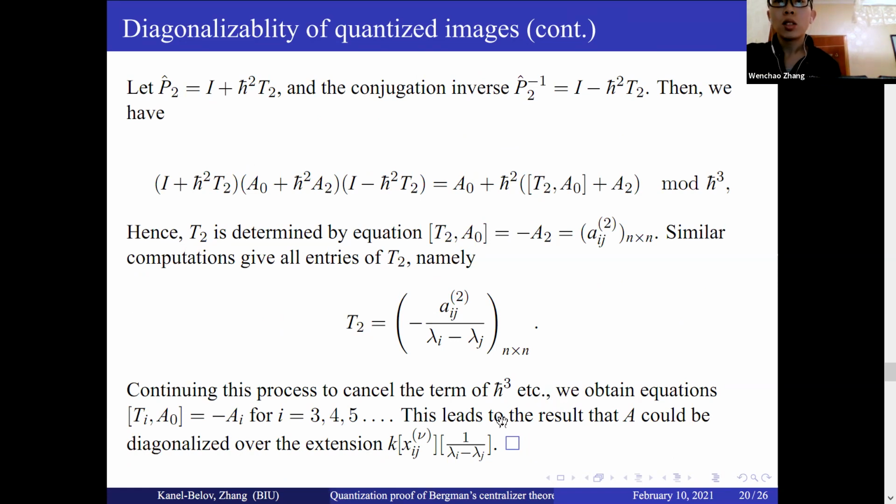So this result can be diagonalized over the extension K xi mu, with some 1 over lambda i minus lambda j.